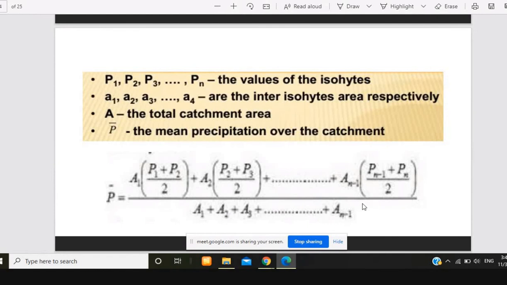When problems come for the isohyetal method, you will be given the values of the isohyets and the area which is influenced by the isohyet. It will be directly given to you, so it will be easy for you to find out. Then from here also, Ai by the total area gives the weightage factor. By applying that equation also, you can find out the value of the mean precipitation.